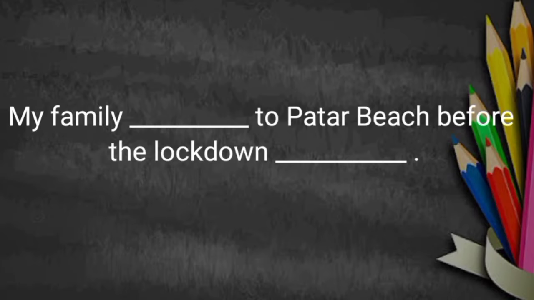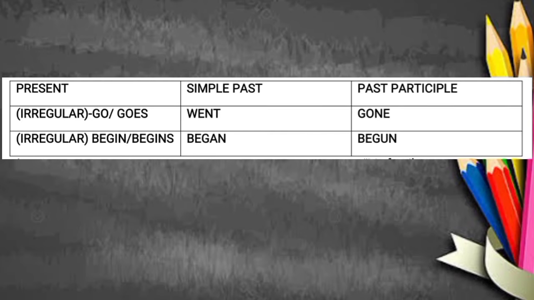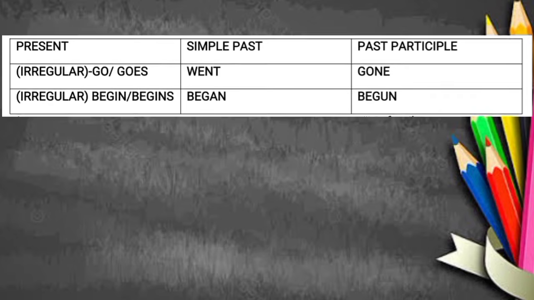Let's try to guess what should be the forms of the verbs in this sentence. "My family go to Patar Beach before the lockdown begin." First, let's get the principal parts of these verbs. Go is an irregular verb. So it's go, goes in present tense, went in simple past tense, and gone, the past participle. Another, we have begin: begin, begins, began in simple past tense, and begun, the past participle.